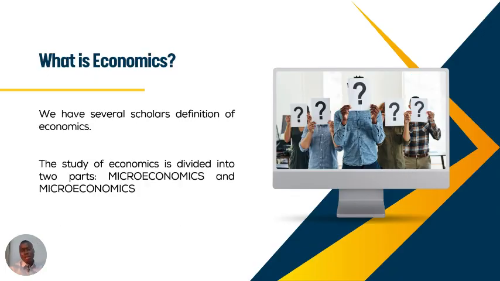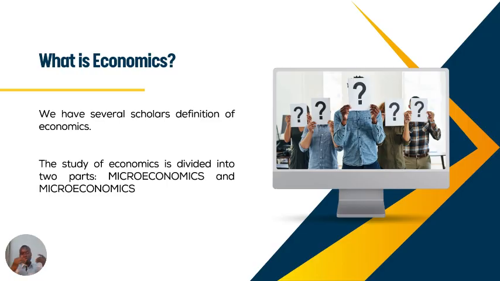So what is economics? What is economy? We have different scholars' definitions of economics. We have the definition by Adam Smith, who is referred to as the father of economics. He defines economics as an inquiry into the nature and cause of the wealth of nations. We have Alfred Marshall, who defined economics as the study of mankind in the ordinary business of life.